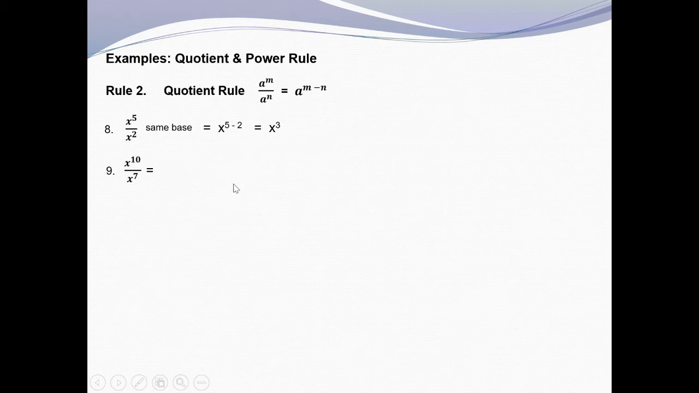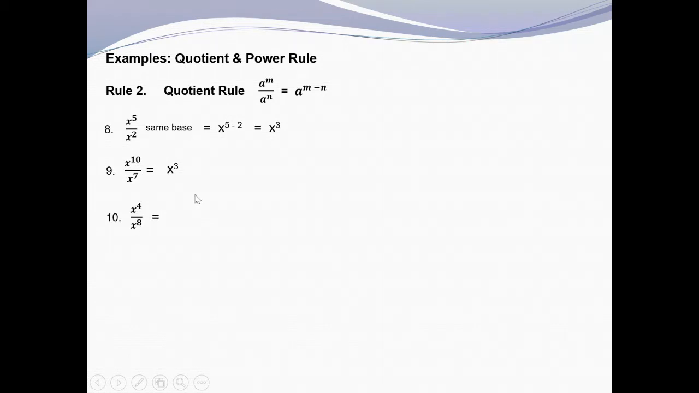Let's do example number 9. We have x to the 10th divided by x to the 7th. And again, they have the same base. So we subtract 10 minus 7, which will be 3. That's why here, guys, I went straight to the answer. Because once you know the rules, you can do this in your head, right? So it's going to be 10 minus 7 will be 3. So it's going to give us x to the 3rd power.